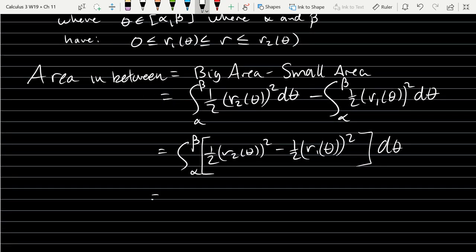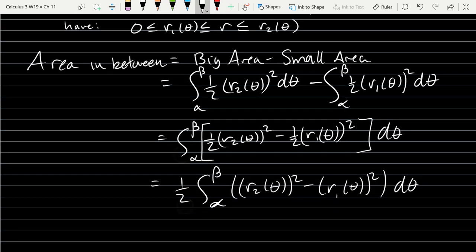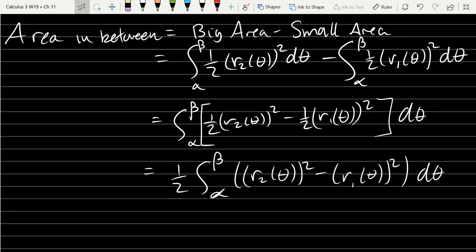And I can factor the half out, bring it all the way out front. So we get R2 squared minus R1 squared d theta. This should look a lot like our difference of areas or volumes before, where we're subtracting, but we need to square each of them first and then subtract.